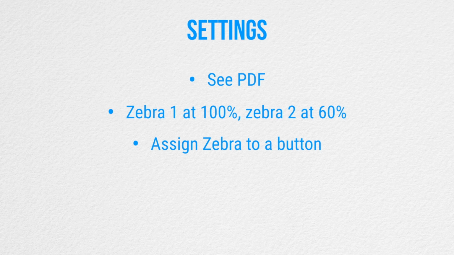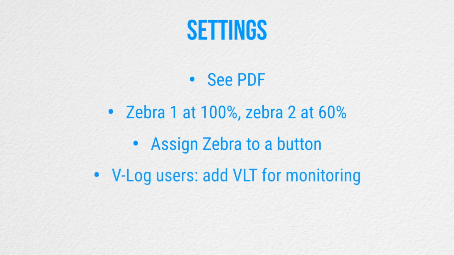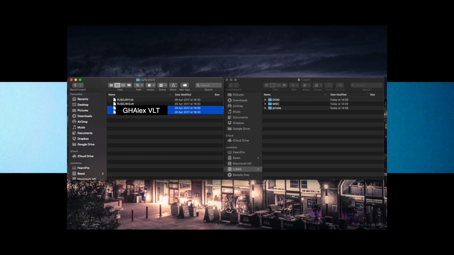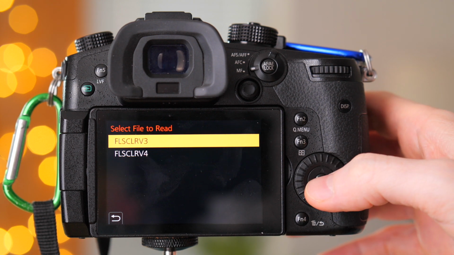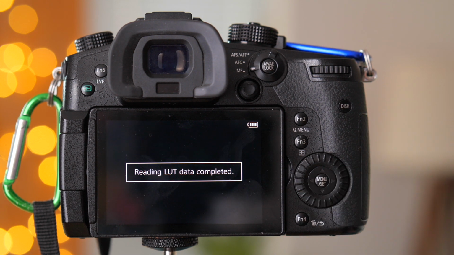And lastly, for settings, if you're a Vlog user, you'll probably want to add the VLT, the monitoring LUT, to your GH5. So you add the file to the SD card, slot in your SD card to the camera, then you're going into the log monitoring menu item. You're going to load that LUT off the SD card, and then you'll be able to pick it for future.